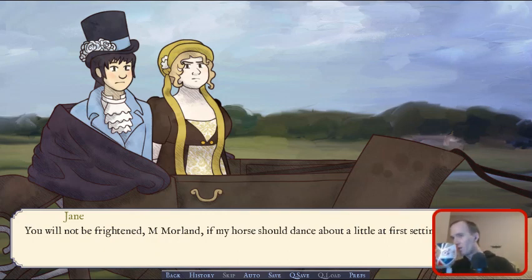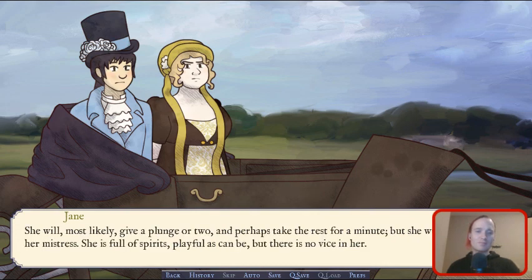You'll not be frightened, Miss Morland, if my horse should dance about a little at first setting off. She will most likely give a plunge or two, and perhaps take the rest for a minute, but she will soon know her mistress. She is full of spirits, playful as can be, and there's no vice in her.